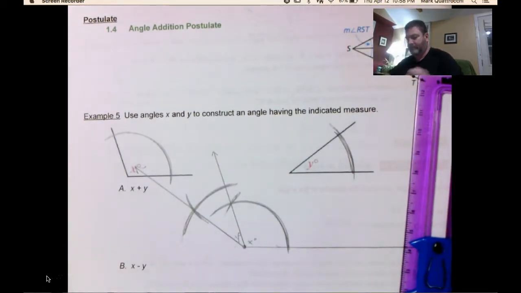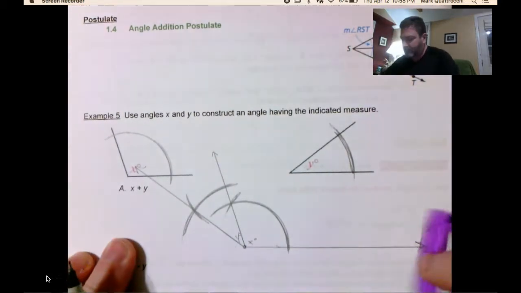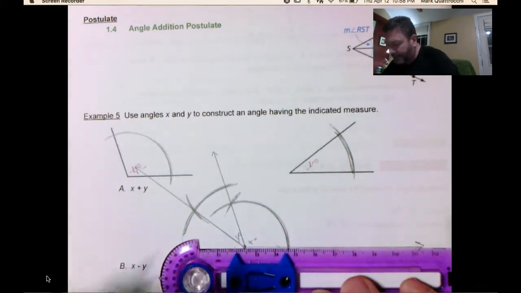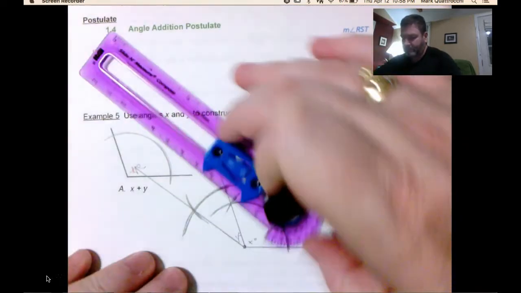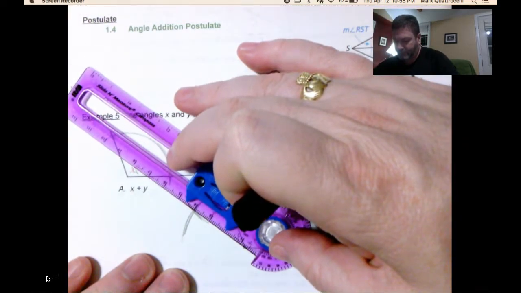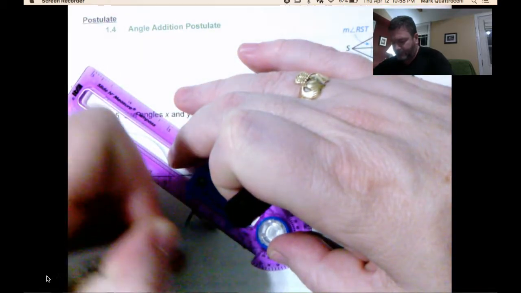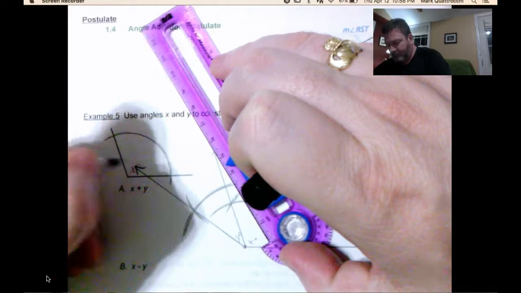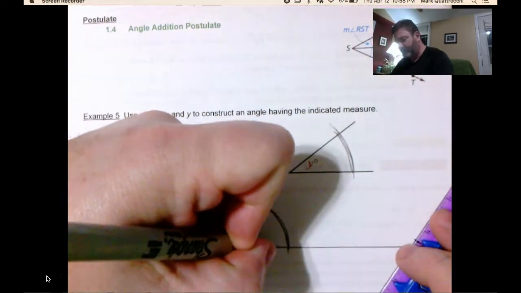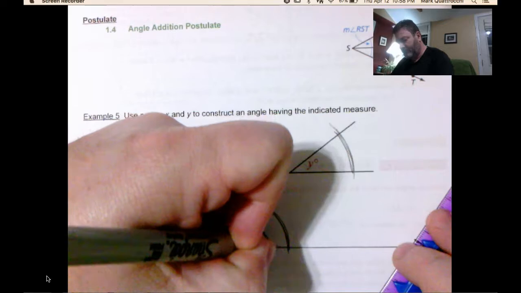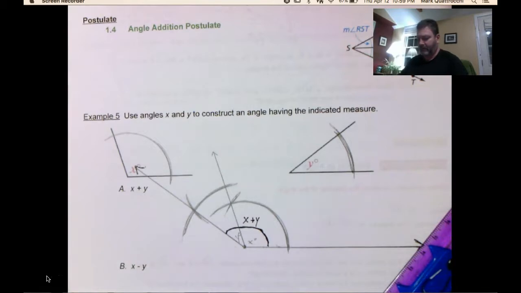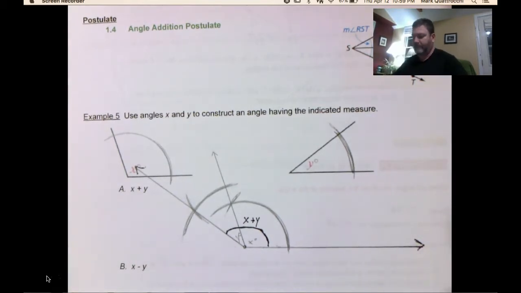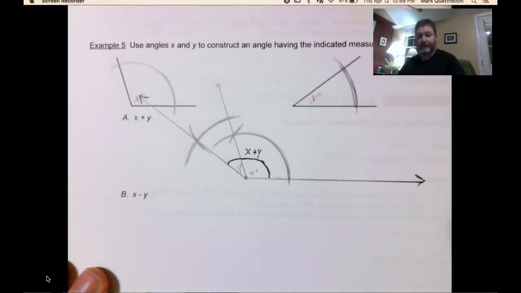And this arc here is X plus Y. Okay. Now, we're going to do the same thing, only we're subtracting.